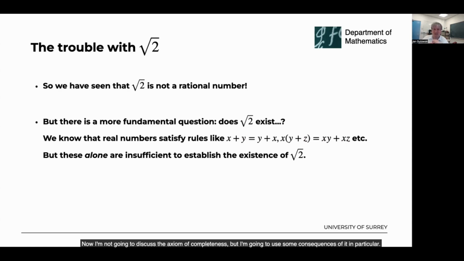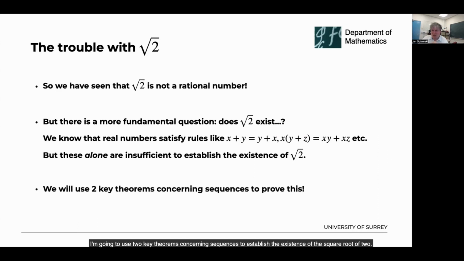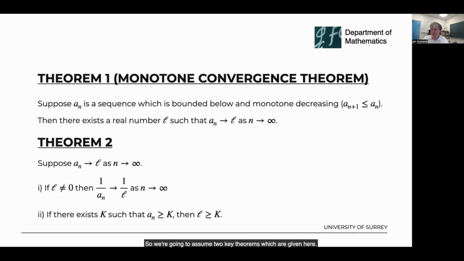Now, I'm not going to discuss the axiom of completeness, but I'm going to use some consequences of it. In particular, I'm going to use two key theorems concerning sequences to establish the existence of the square root of 2. These two key theorems will use the hidden axiom of completeness, and although I'm not going to talk about that, it is actually a key property in proving these theorems. So we're going to assume two key theorems, which are given here.